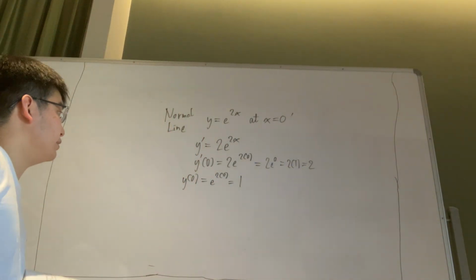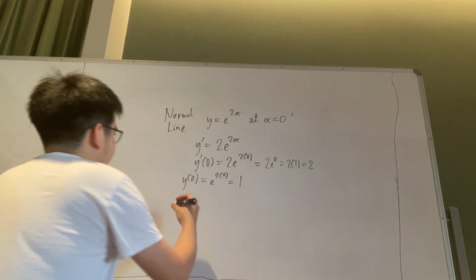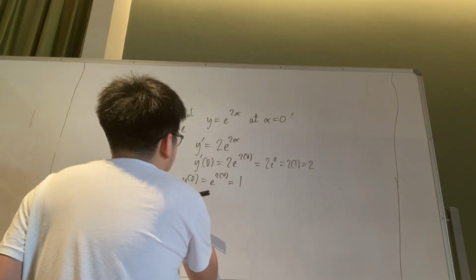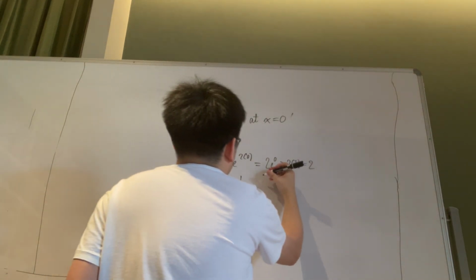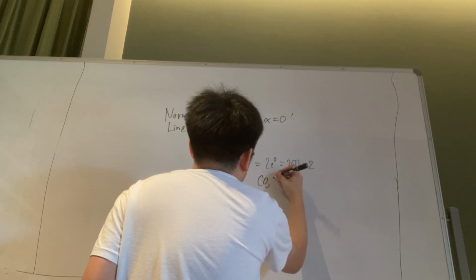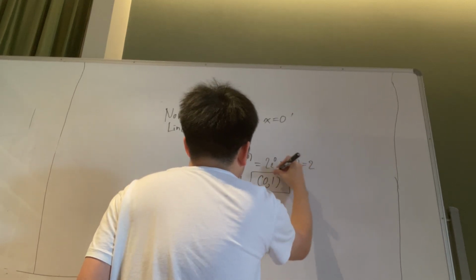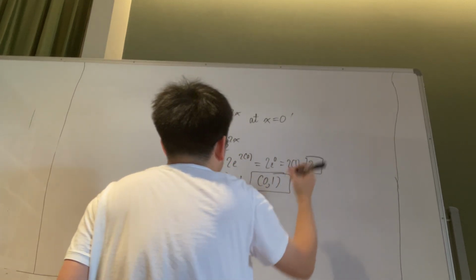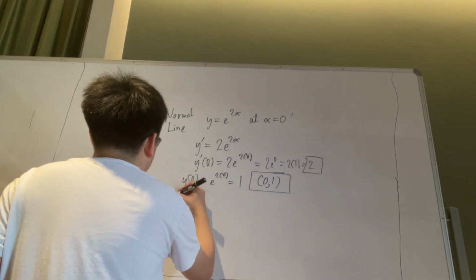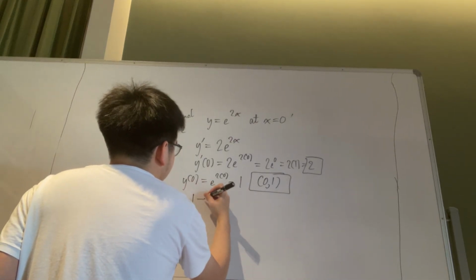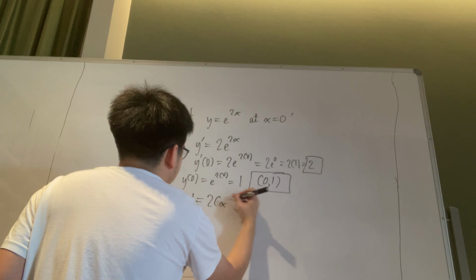Okay, 1 here. So then the point is (0, 1), and then this is 2. So then we have y minus 1 equals 2 times x minus 0.